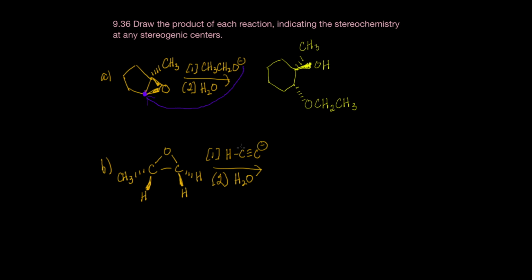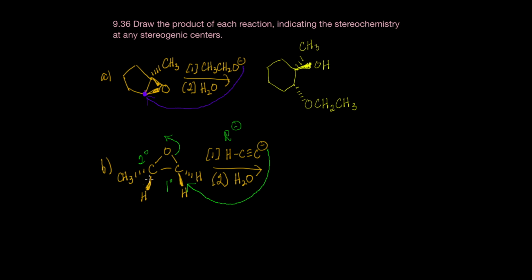Second problem, we want to think about the same thing. Epoxides react with nucleophiles. Is this acidic or basic? This is a basic nucleophile. It's R minus. And this carbon here is more substituted. It's connected to two carbons. And this carbon's connected to one carbon, so it's primary. So what we'll have is this nucleophile attack from the opposite side as the leaving group, which is this oxygen.